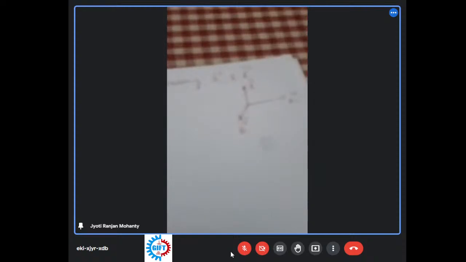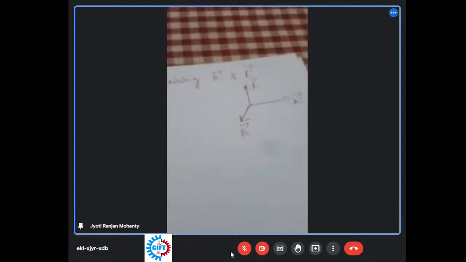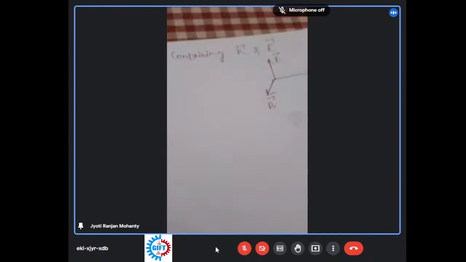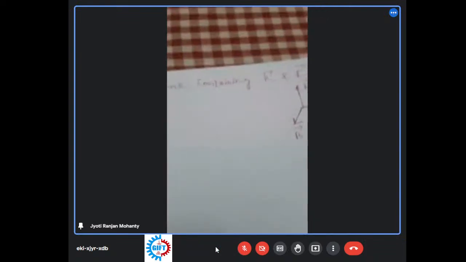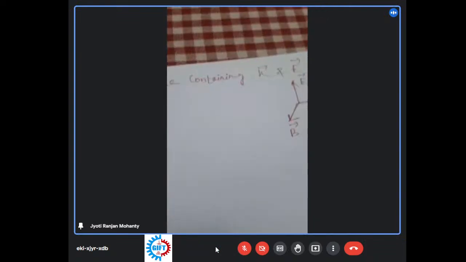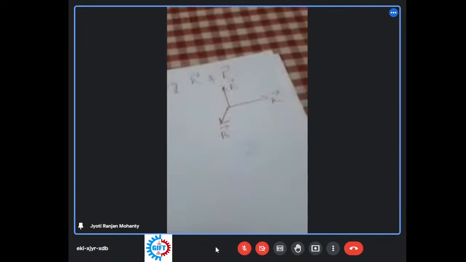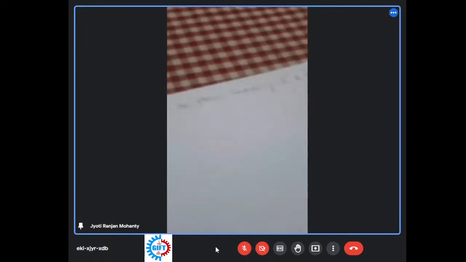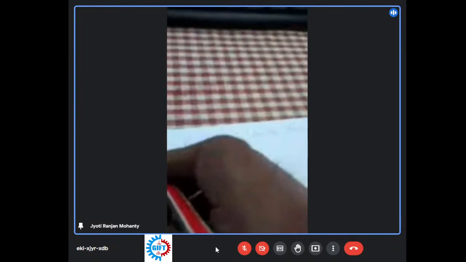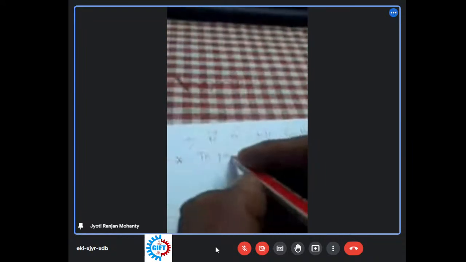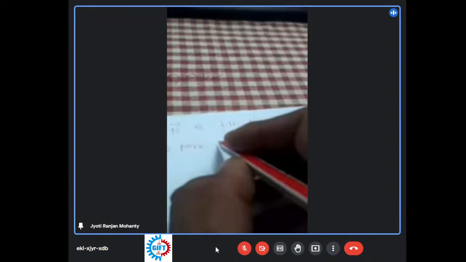ओके, हो गया? Yes, sir. Now I shall show you how vector E is perpendicular to the plane containing K and B. Just reverse. We have to show how. This is the second part, to prove.